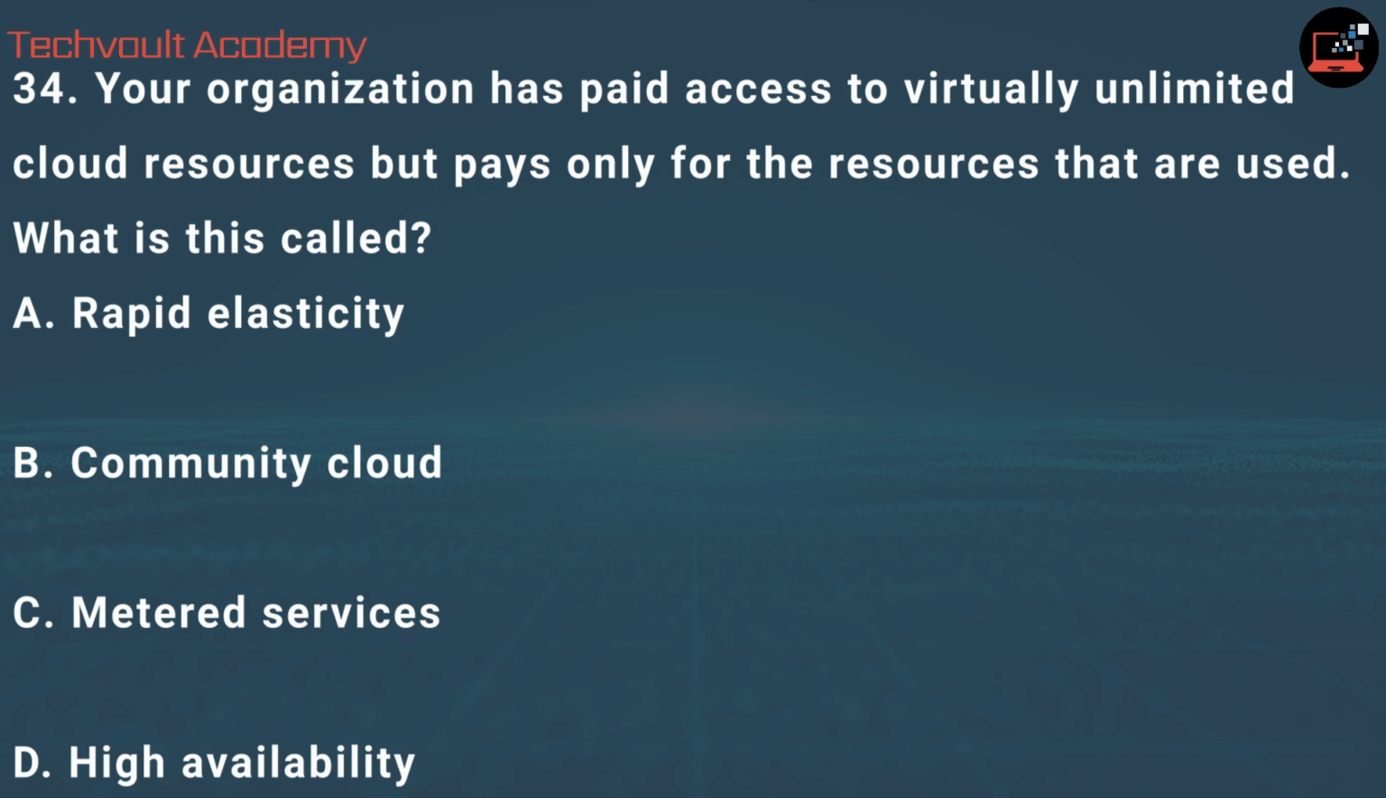34. Your organization has paid access to virtually unlimited cloud resources but pays only for the resources that are used. What is this called? A. Rapid elasticity. B. Community cloud. C. Metered services. D. High availability.